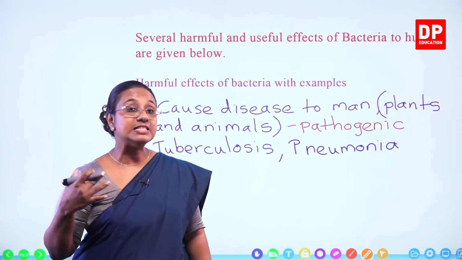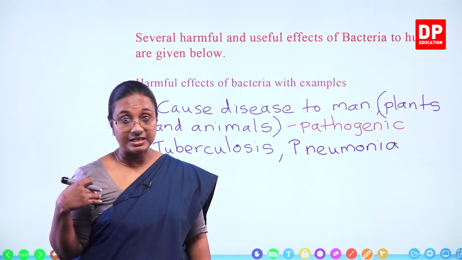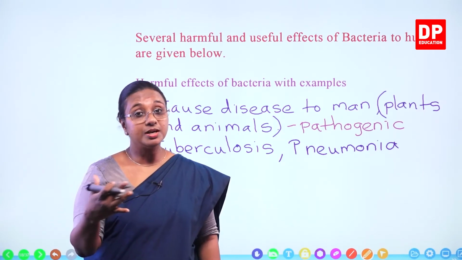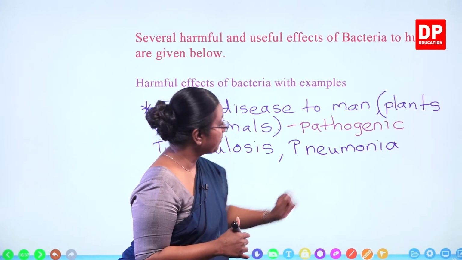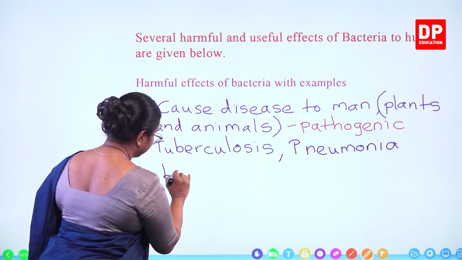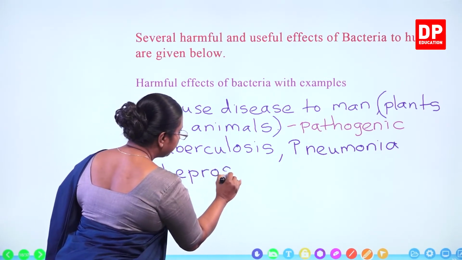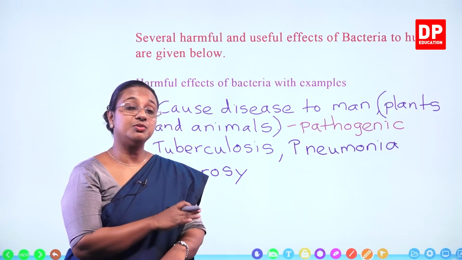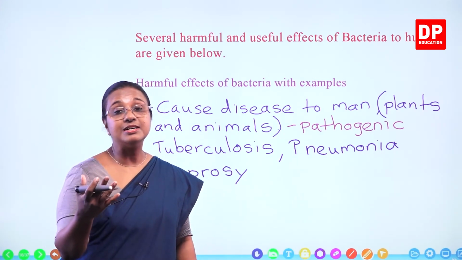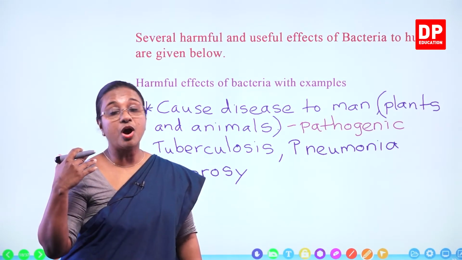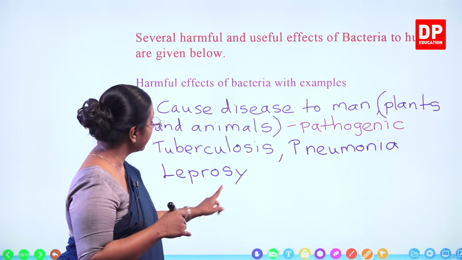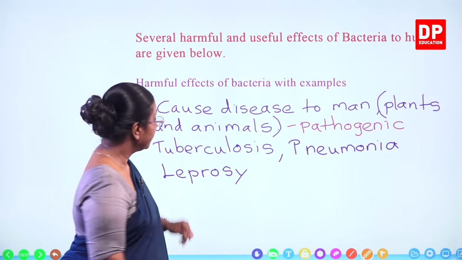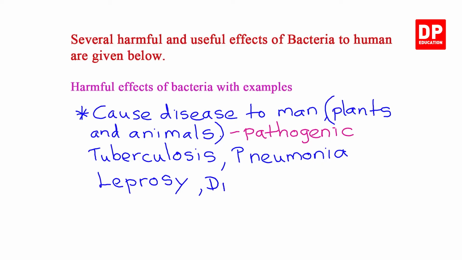Pneumonia again is a disease related to the respiratory tract. You get phlegm, you get high fever, and that might lead to complications as well. Pneumonia. Then we have leprosy. Leprosy is a disease related to the skin as well as the nervous system. It can also affect your eyesight. So, that is a somewhat complicated disease caused by bacteria, leprosy. Then there is diarrhea.